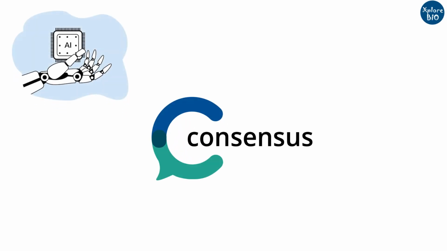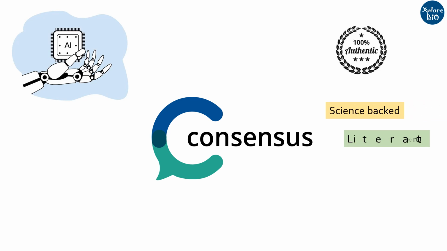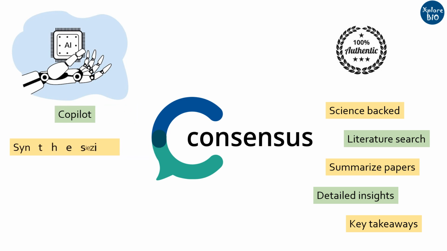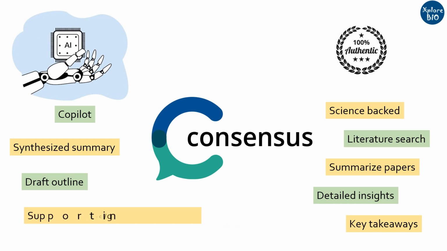The name of the tool is Consensus. It provides authentic science-backed information, can do literature search, summarize research papers, and provide detailed insights and key takeaways of individual research papers without clicking or navigating through different tabs. Its Copilot feature generates a synthesized summary analyzing multiple papers along with their references. It can even draft an outline for a research paper or a review. It can help you find supporting and contrasting cases for your argument.